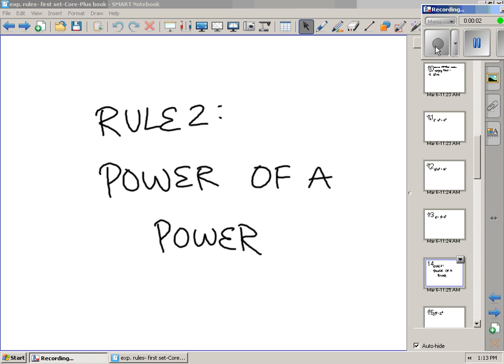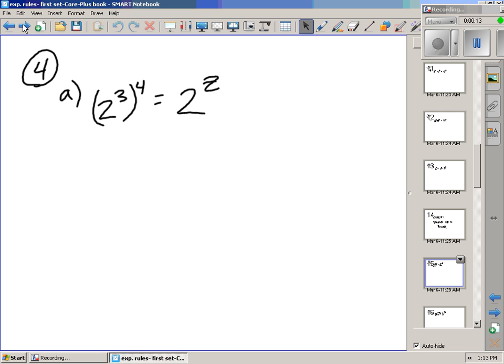This video is on the second exponent rule, power of a power. Again, we're going to look at examples and then we're going to try to figure out what the pattern is from those examples. So here is the first example that we're going to look at, and again, this is a continuation of the Core Plus book. We're on page 305 now, and it's titled Power of a Power.